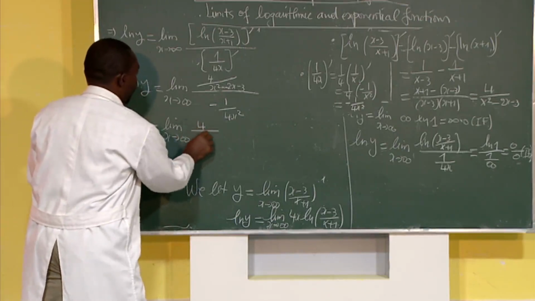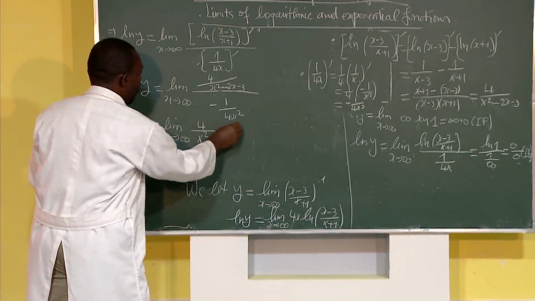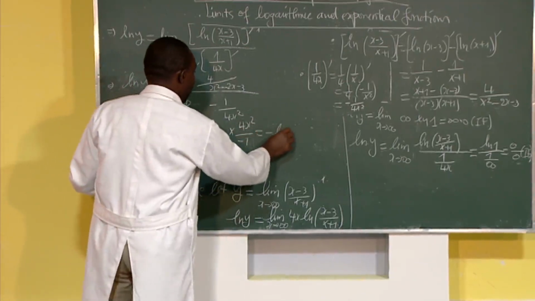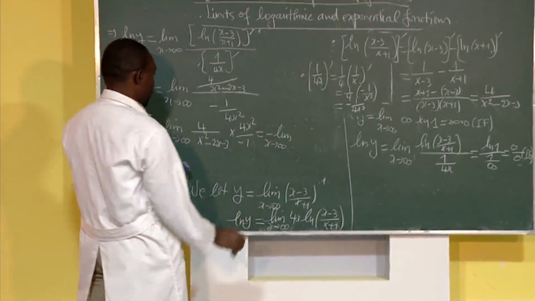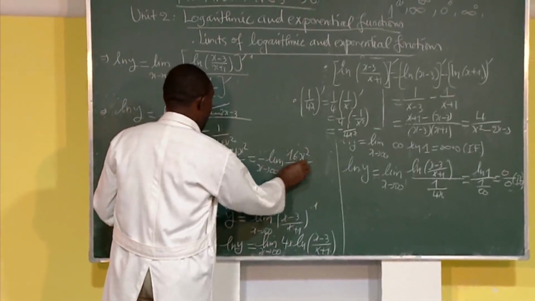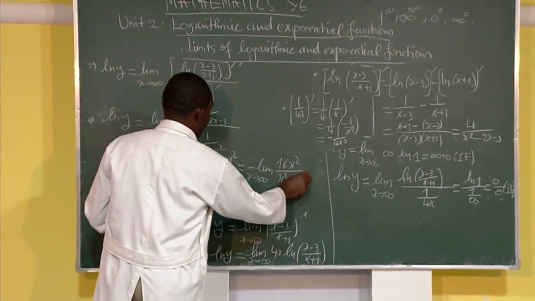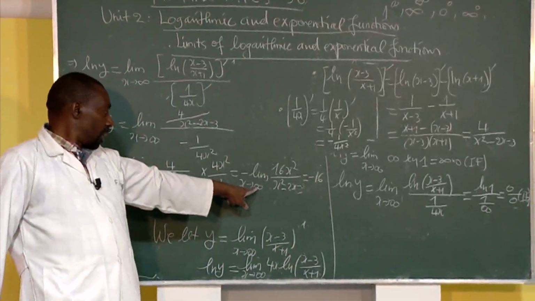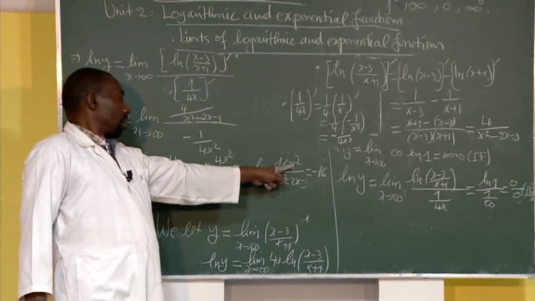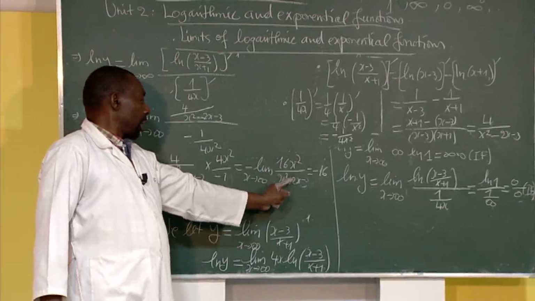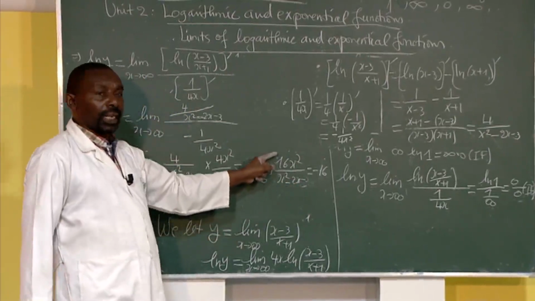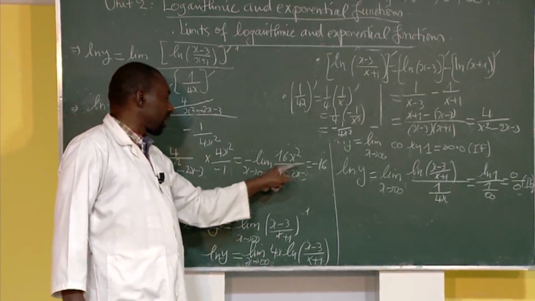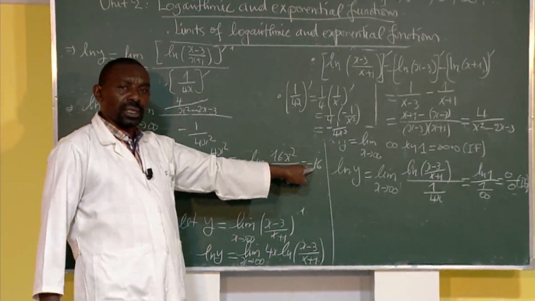4 divided by x squared minus 2x minus 3 times 4x squared divided by minus 1. This is minus the limit x approaching to infinity, 16x squared divided by x squared minus 2x minus 3. This is equal to minus 16 because the limiting value is infinity and the degree of the numerator is 2 and the degree of the denominator is also 2. We take the ratio of leading coefficients. Here the leading coefficient is 16, and the other leading coefficient is 1. Then 16 divided by 1 is 16. With our minus sign, we get minus 16. Are we together?